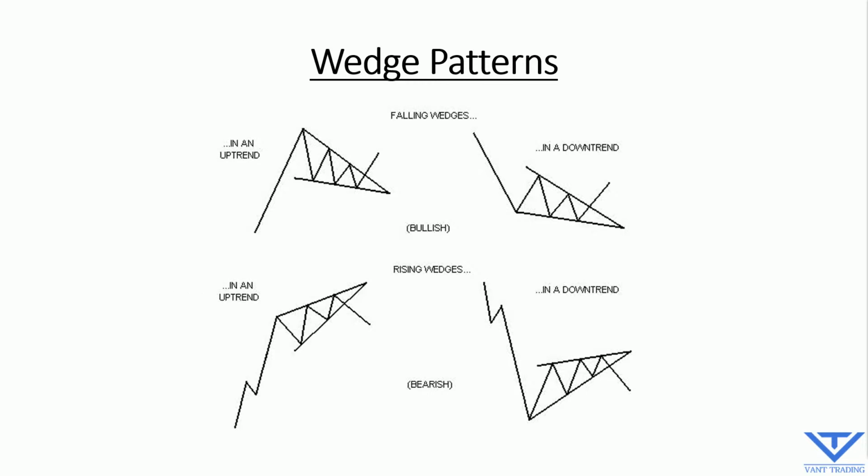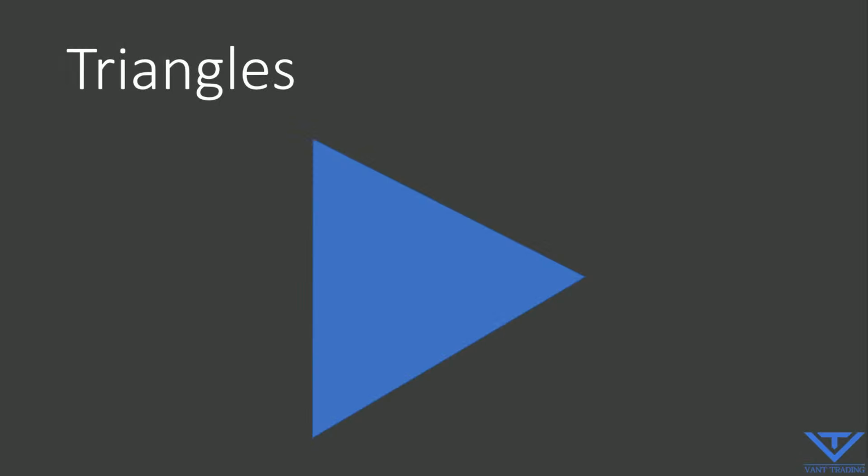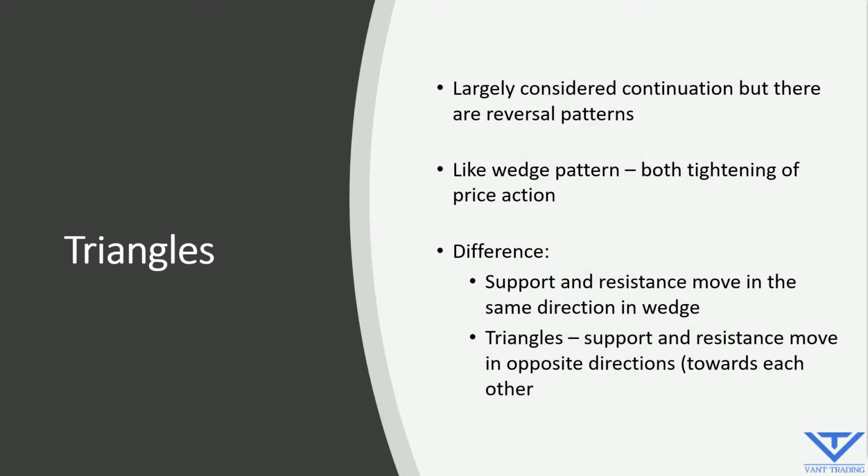Now let's talk about one more that's similar to these, and I wanted to get through these quickly because I don't want to seem like I'm repeating myself here, and that is a triangle. And these are largely considered continuation patterns, but there are reversal triangles, and I've got some good examples of triangles coming up here.